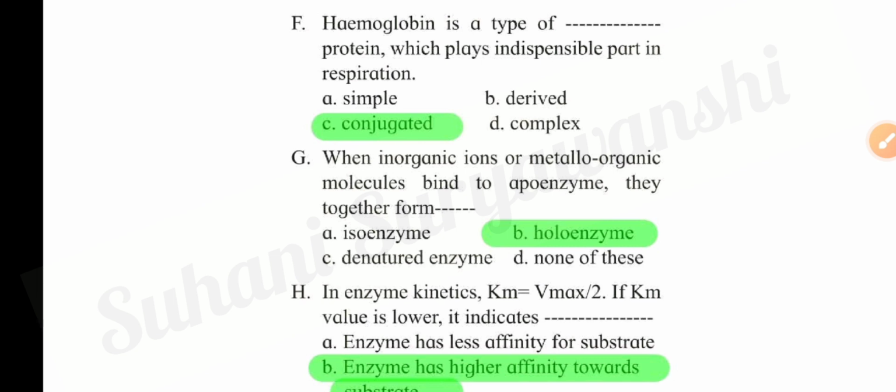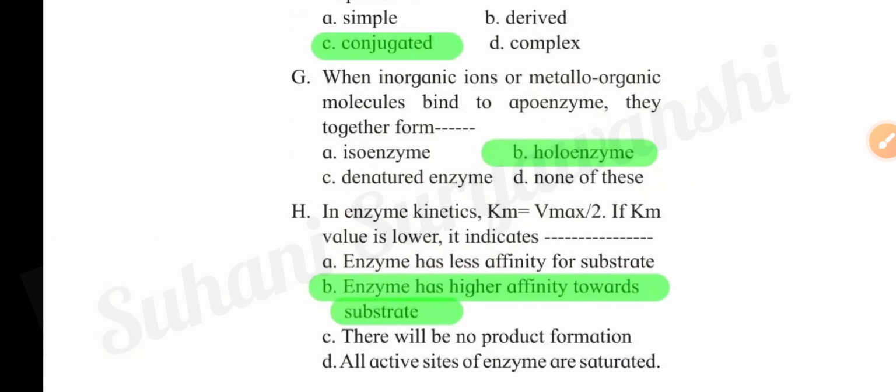Holoenzymes. Next आहे H. In enzyme kinetics, Km is equal to Vmax divided by 2. If Km value is lower, it indicates A. Enzyme has less affinity for substrate. B. Enzyme has higher affinity towards substrate. C. There will be no product formation. And D. All active sites of enzyme are saturated. So the correct answer is option B. Enzyme has higher affinity towards substrate.